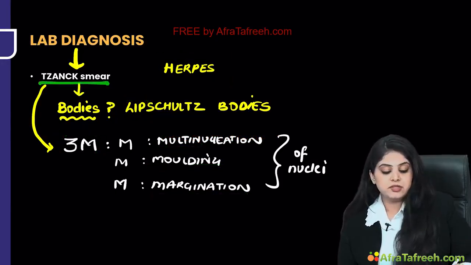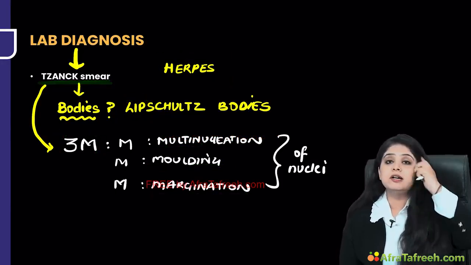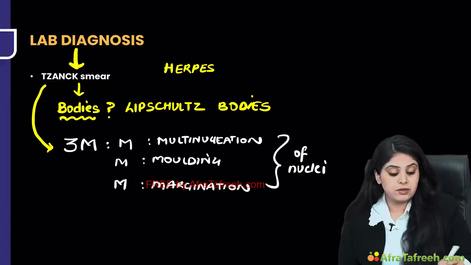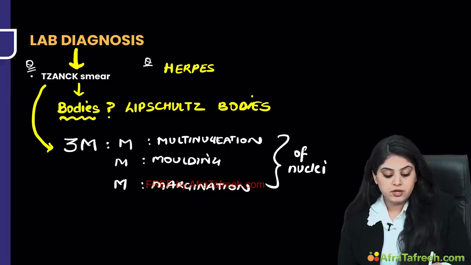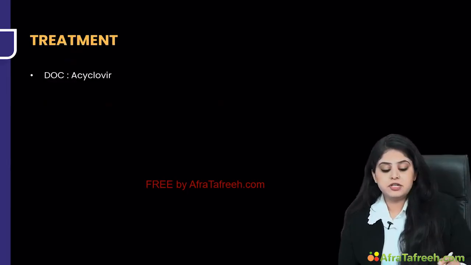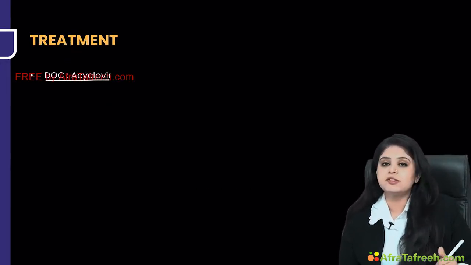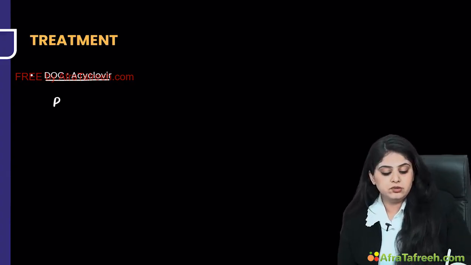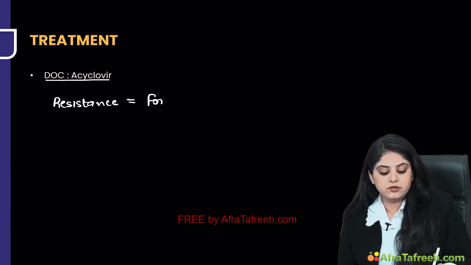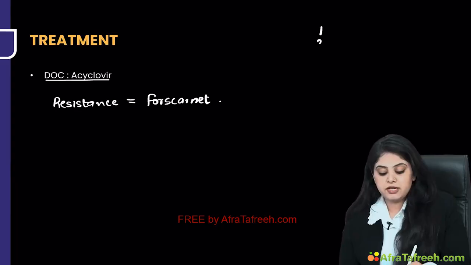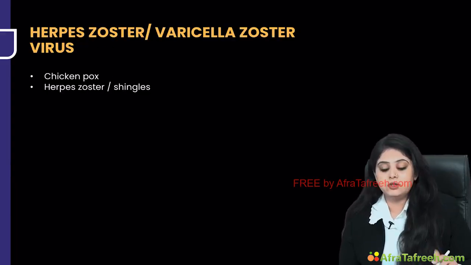And what is the smear that you make for herpes? You are going to make a Tzanck smear. Tzanck smear questions have come a lot in NEET and FMG exams. You have to know this. What is the treatment, guys? The treatment is going to be acyclovir, and if there is resistance, then foscarnet can be used. But the primary treatment is going to be acyclovir. In case of resistance, foscarnet. That wraps up HSV 1 and 2. So human herpes virus 1 and 2 is done.